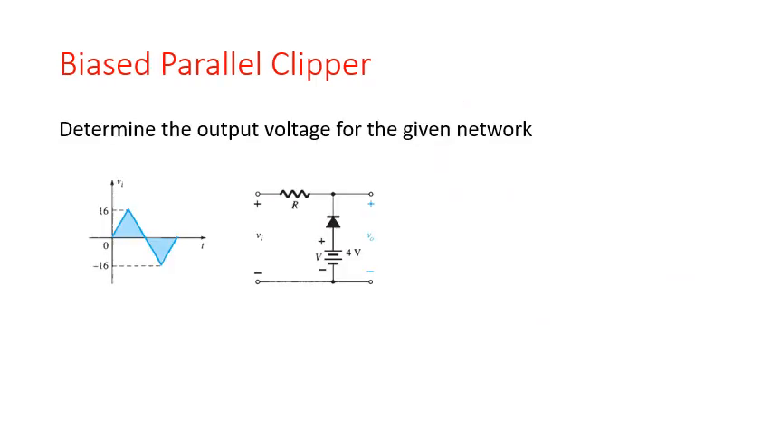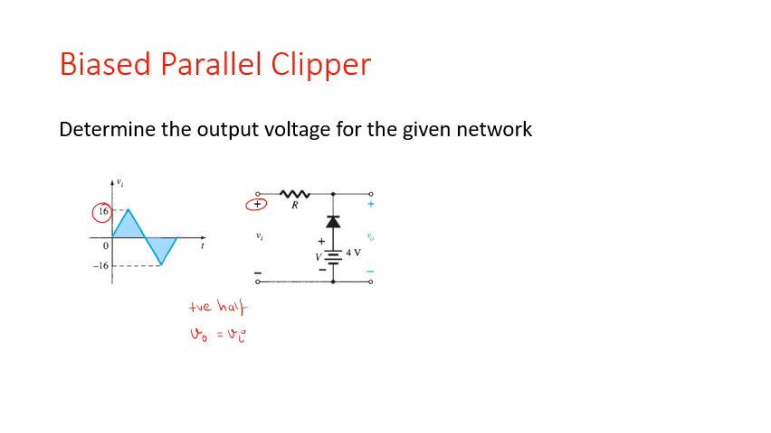Now coming to the next set of circuit. If you look at this circuit, I have taken a triangular waveform, 16 volt peak. You have to determine the output voltage for the given network. In the first positive half cycle, what is going to happen to this diode? This diode is going to be open circuit because it is reverse biased. Since it is open circuit, in the positive half cycle, Vo will be equal to Vi, that is, it will be equal to the 16 volt that is over here.